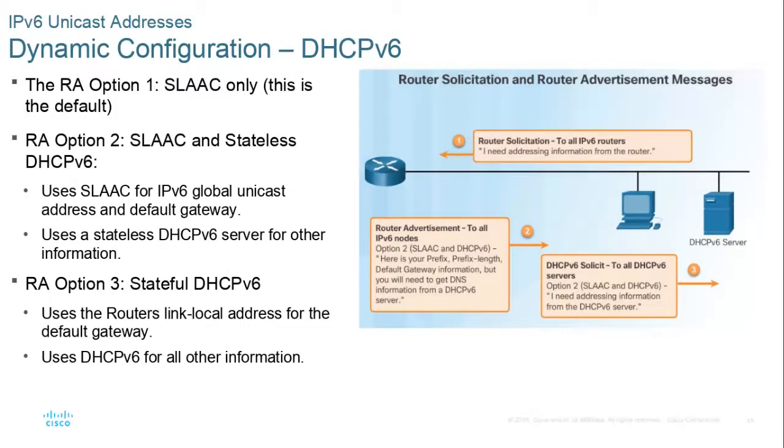So the default is SLAAC only. Get everything from the router. The workstation will come up with his own address by manipulating his MAC address or just making up a number randomly. And it'll get a 64-bit prefix from the router. Option 2 is get some from the router and some from the DHCP server. And option 3 is get everything from the DHCP server.